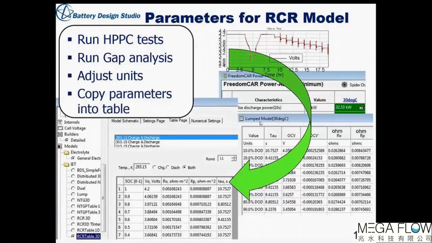When we do the gap analysis, we get the units in terms of ohms. So we have to convert them to ohm meter squared to make them more general for use in a model. And so that's our final step. We convert these resistances to ohm meter squared, and now we can copy it into the RCR table model in BDS. And we're ready to simulate the 3-dimensional behavior of the battery in a very computationally efficient manner.